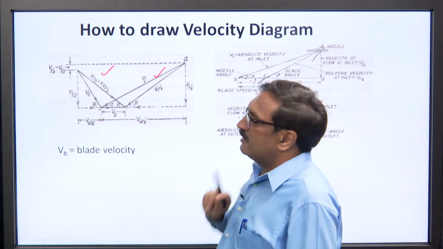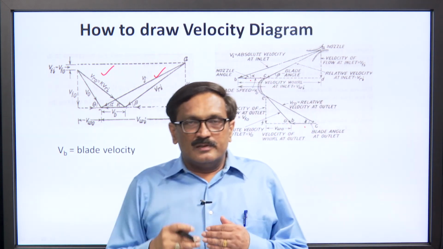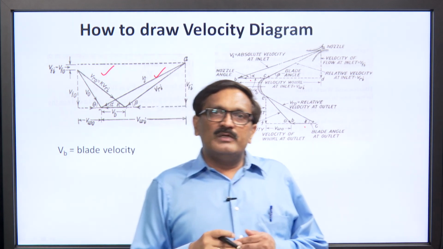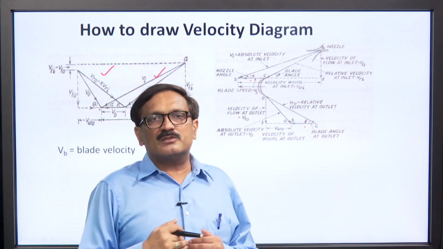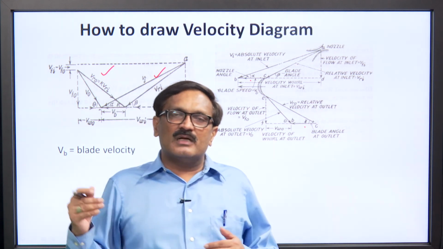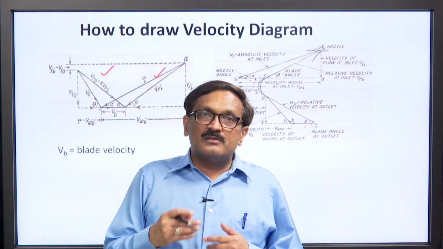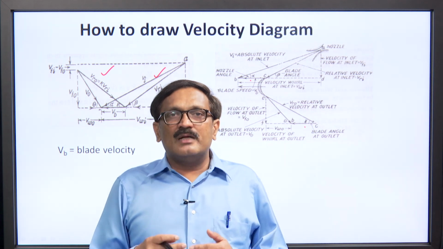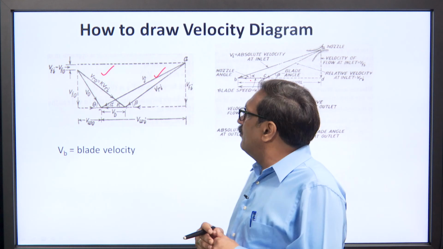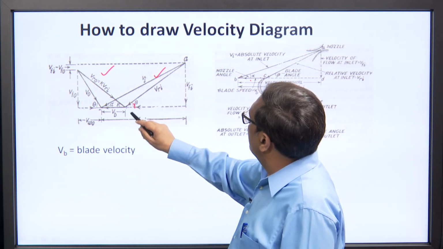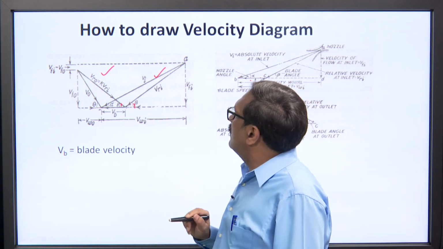This is the absolute velocity at the inlet. As it passes over the blade, we design the blade in such a manner that when steam flows, the relative velocity makes an angle with the tangential direction, that is the blade angle. Only then is it possible for the steam to just glide, without producing any shock on the blade. So, this is the blade angle at the inlet, this is the blade angle at the outlet.